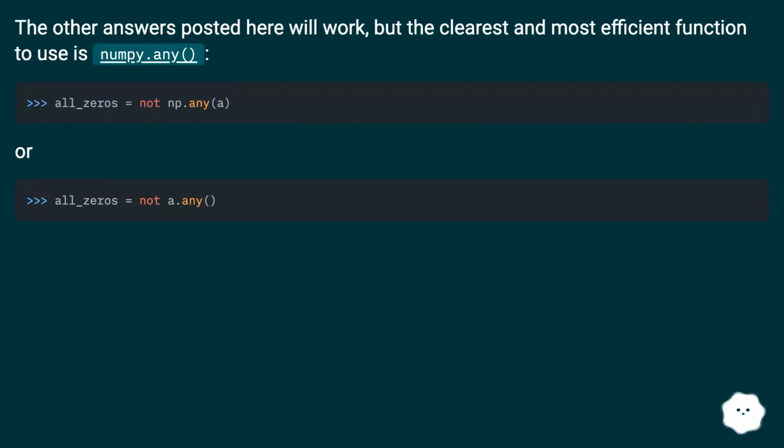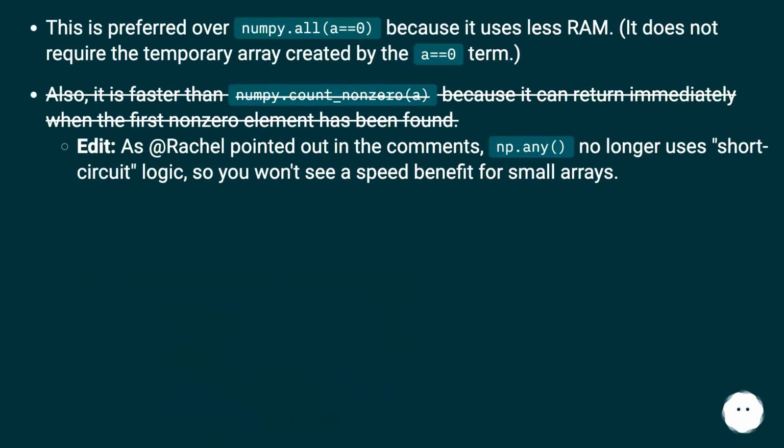The other answers posted here will work, but the clearest and most efficient function to use is numpy.any. Or this is preferred over numpy.all(a==0), because it uses less RAM. It does not require the temporary array created by the a==0 term. Also, it is faster than numpy.count_nonzero(a), because it can return immediately when the first non-zero element has been found.